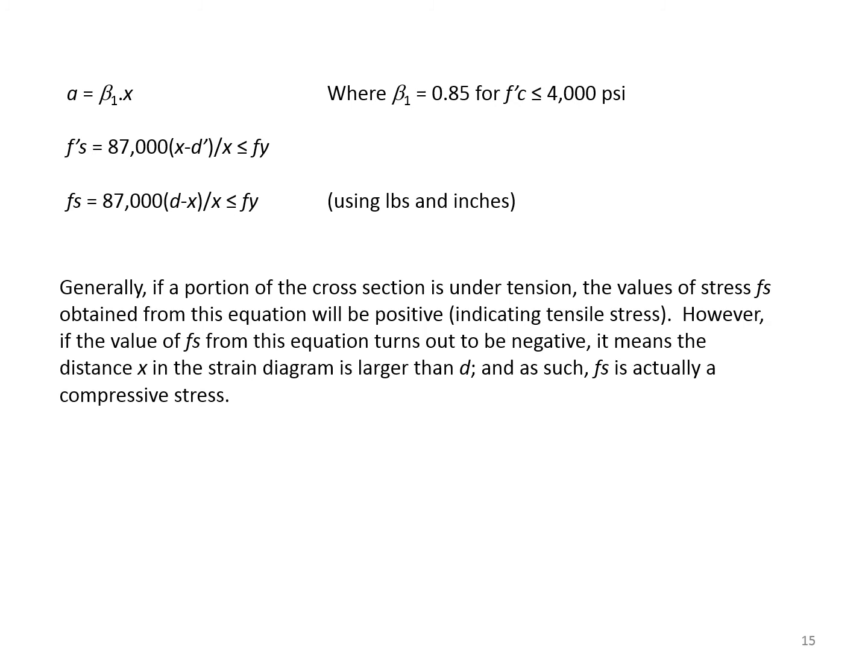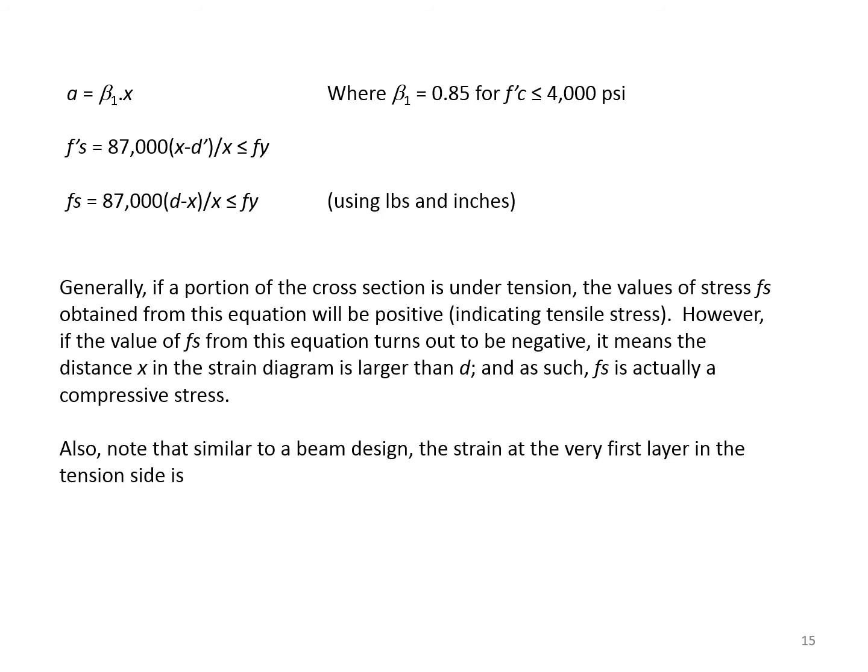Generally, if a portion of the cross-section is under tension, the value of the stress Fs obtained from this equation will be positive. This is actually the tensile stress notation for this video. We use a positive value to show tension. However, if the value of Fs from this equation turns out to be negative, it means the distance x in the strain diagram is larger than d, and as such Fs is actually a compressive stress.